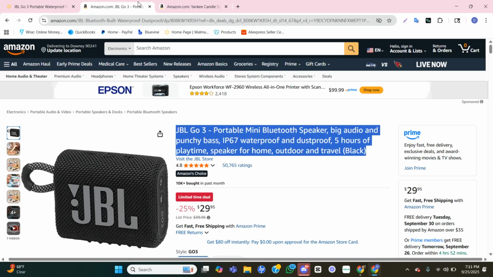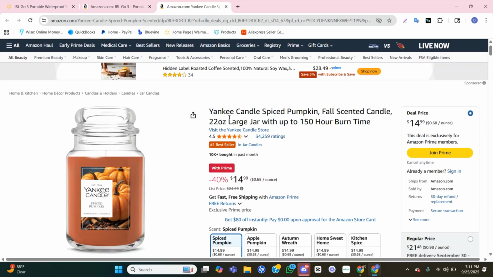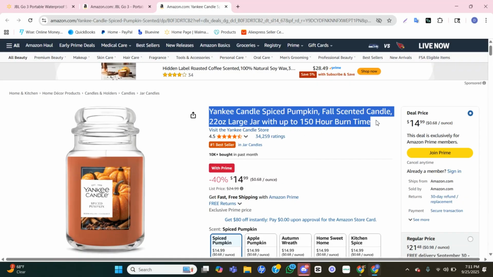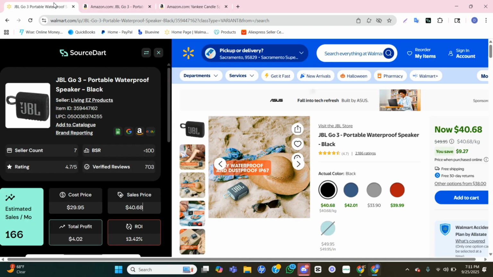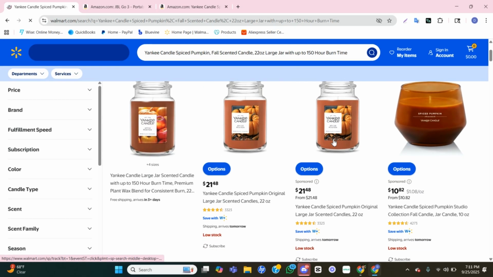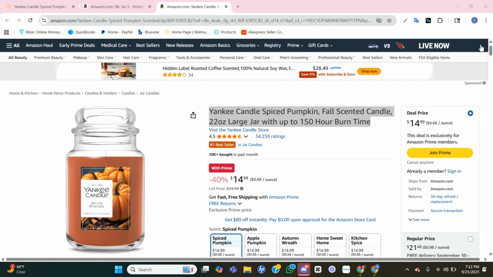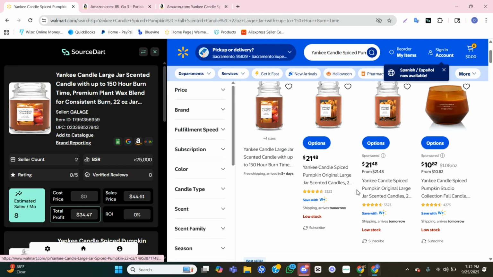Let's look for more like this one, Yankee candle. This is going to be a good item to sell because it's going to be Thanksgiving, when people are gathering and having a good time. Let's see the details of this: 22 ounce large jar. So let's go with that.